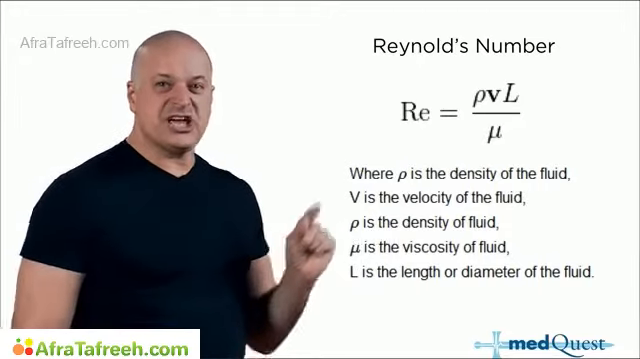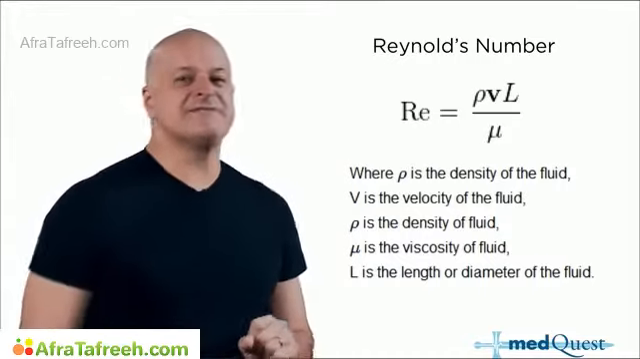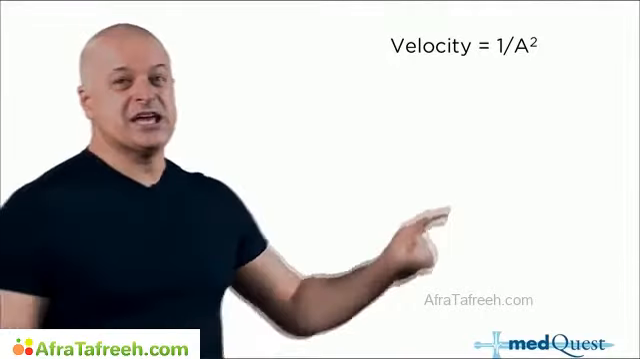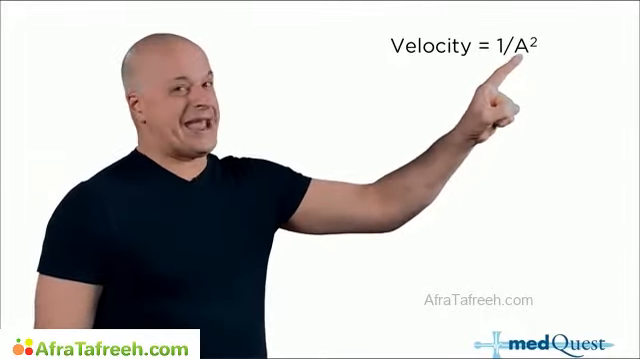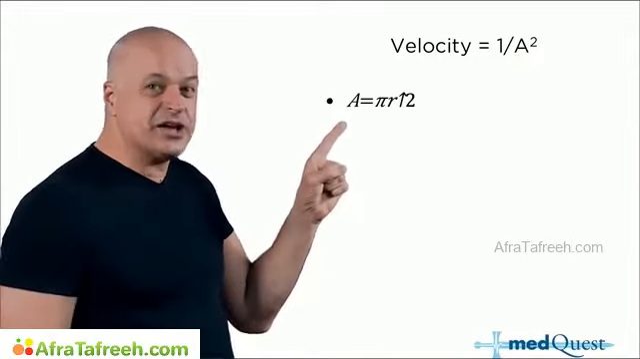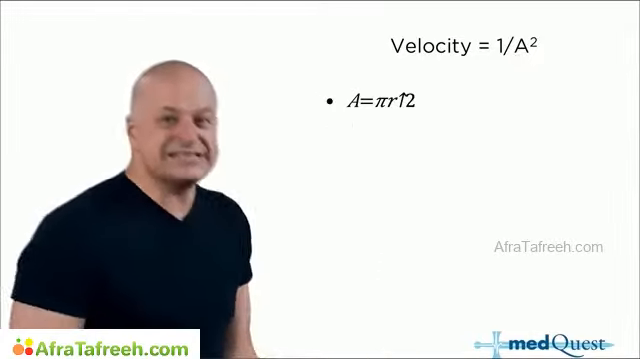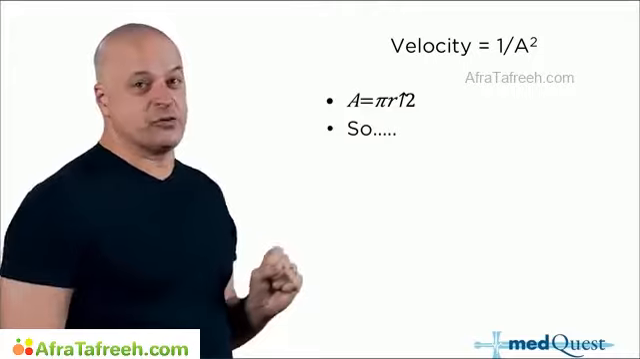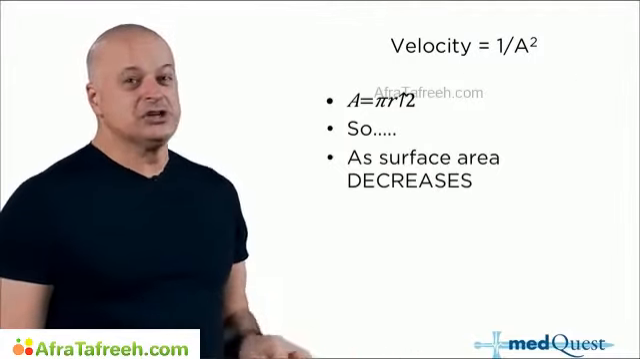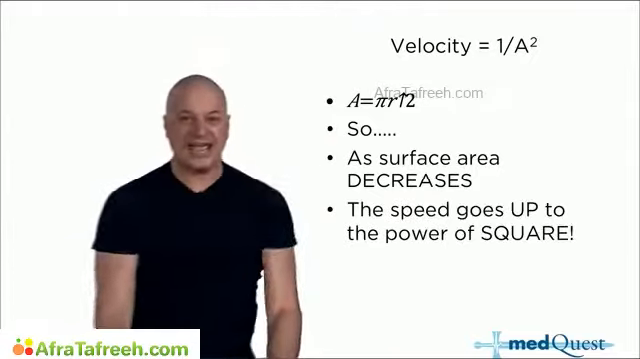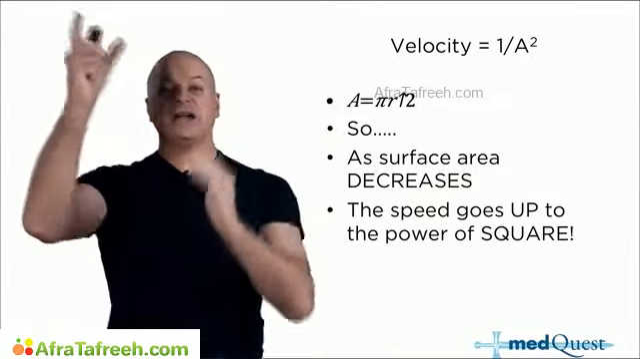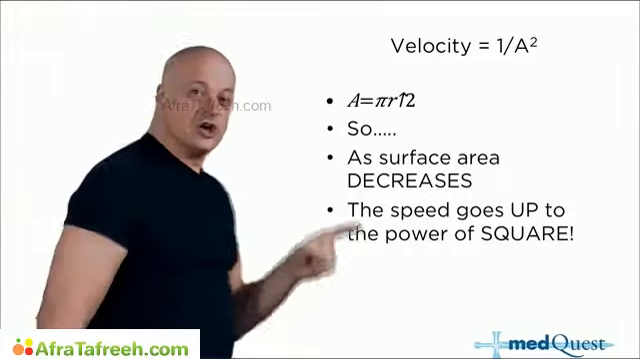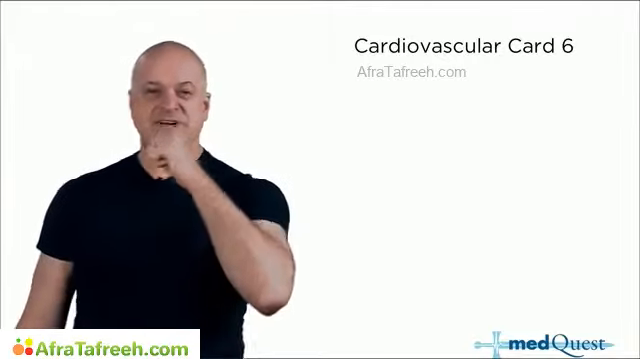Now, here's the thing that's said: well, flow goes down, how come turbulence goes up? And that is because the velocity is going up with the power of a square. As the surface area goes down, the velocity goes up with the power of the square. Inverted, the velocity is 1 over the surface area, and the surface area is pi r squared. So as surface area goes down, velocity goes up much more, and that's why Reynolds number says the more narrow the blood vessel, you're going to have a bruit.